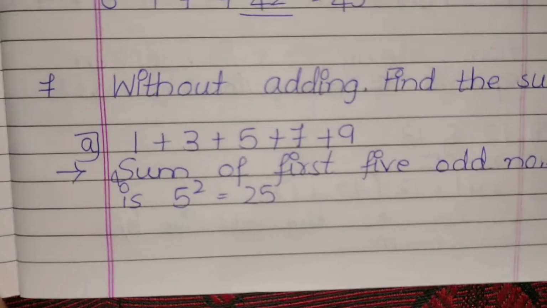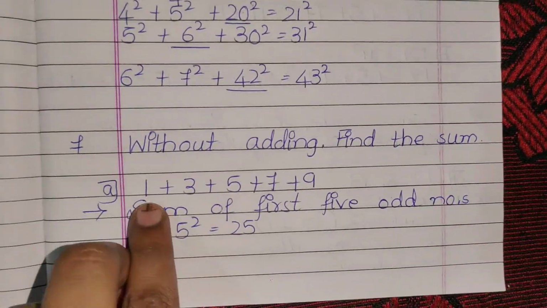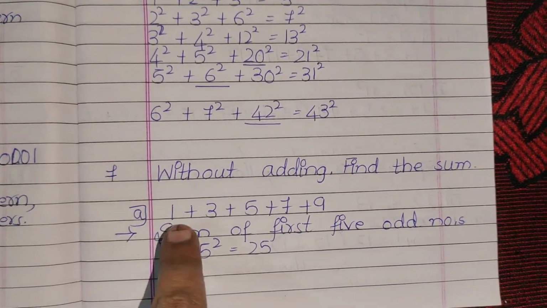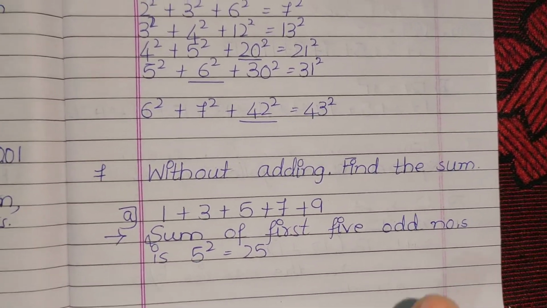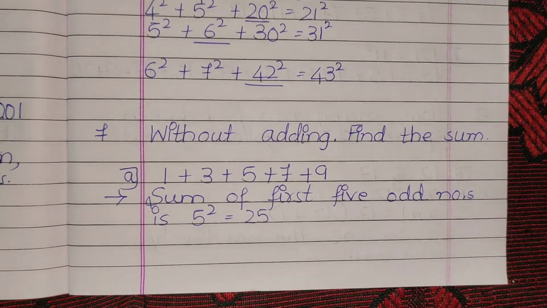Let's go to the seventh main, that is without adding. Here they have given some questions: 1 plus 3 plus 5 plus 7 plus 9. We should not add this, 1 plus 3 is 4, 4 plus 5 is 9. You have to just find the sum of that without adding.